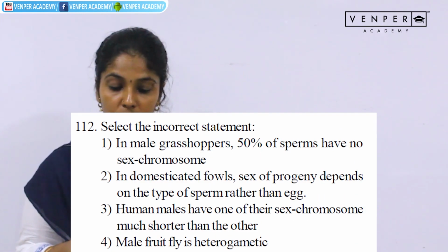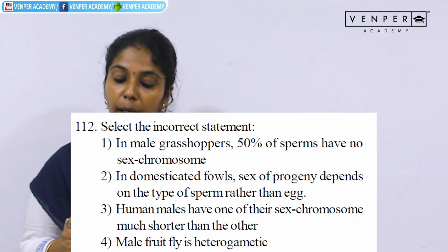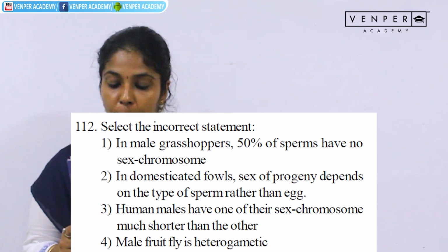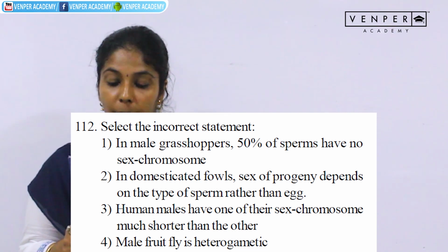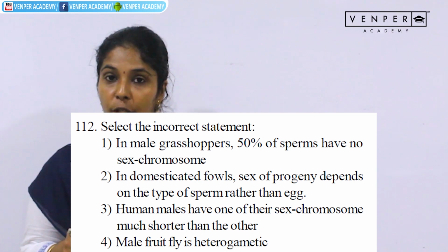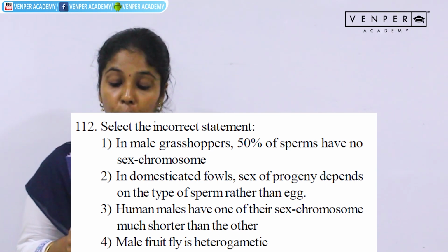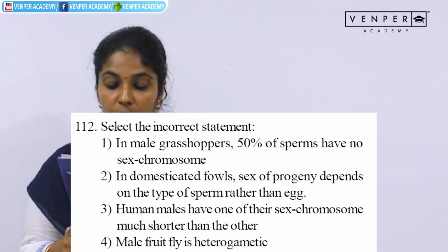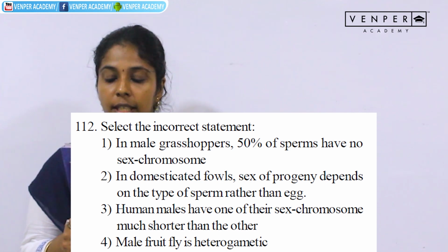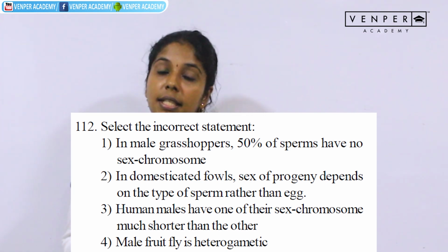Question number 112. Select the incorrect statement. Statement 1, in male grasshoppers 50% of sperms have no sex chromosome. 2, in domesticated fowls sex of progeny depends on the type of sperm rather than egg. 3, human males have one of their sex chromosome much shorter than the other. 4, male fruit fly is heterogametic. In that 3 options are correct, 1 is incorrect.